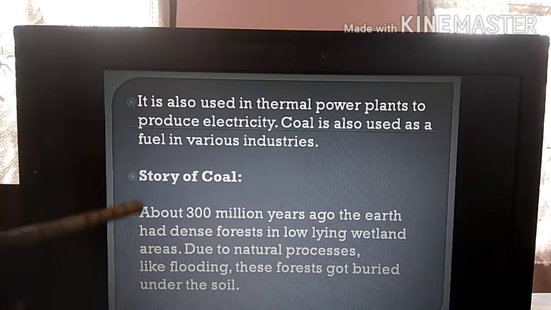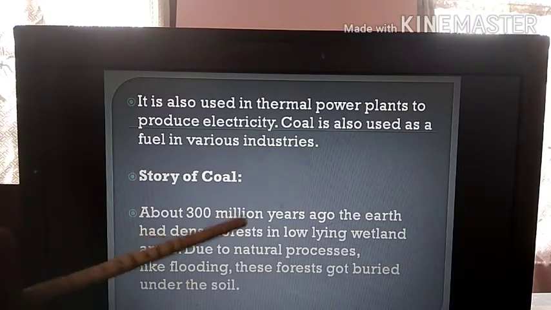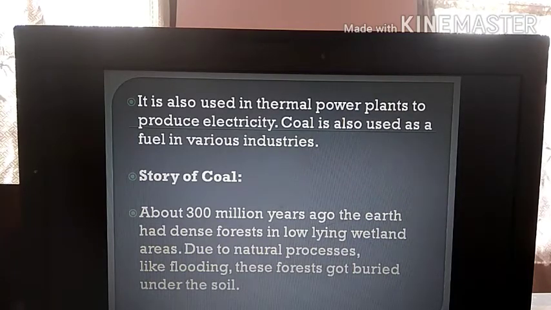So now let's come to the story of coal. That means how coal was formed. About 300 million years ago, the earth had dense forests in low-lying wetland areas. So if we go back 300 million years, the earth was covered with dense forest everywhere in low-lying wetland areas.